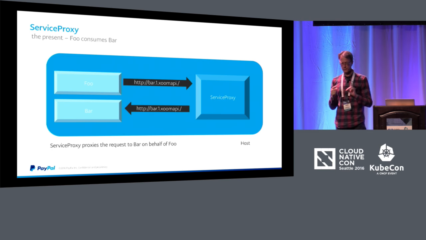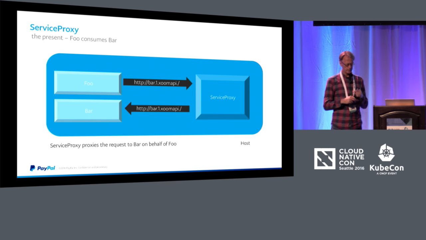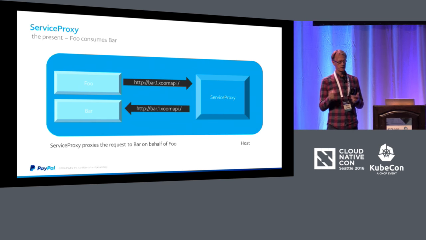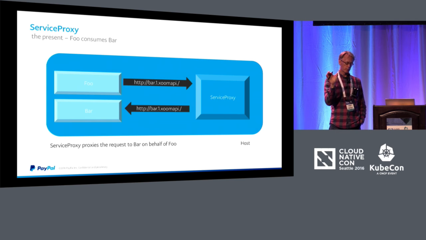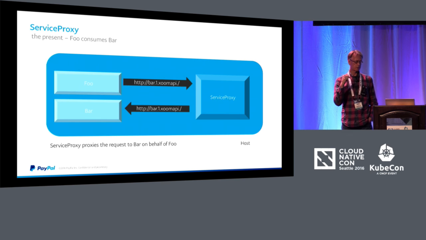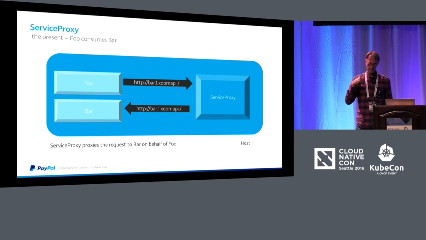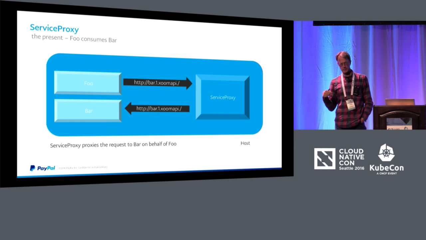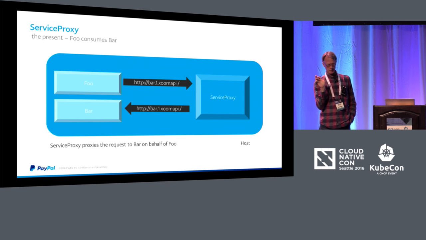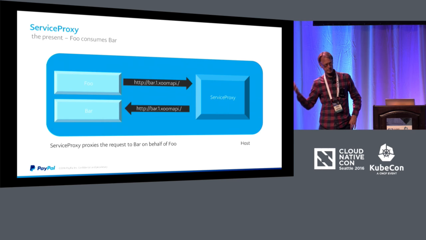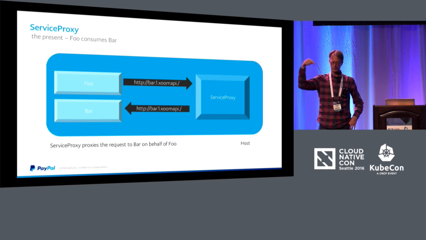So someone is foo. Foo comes up and it needs to consume bar. It forms the URL with bar.1.zoom API as the host name part. That name also resolves to 127.0.0.1. Service Proxy running on the node gets a hold of the request, looks at the host header and says, this is for bar. I know where bar is. Bar registered a moment ago. I will proxy that request end-to-end on behalf of the caller, foo.